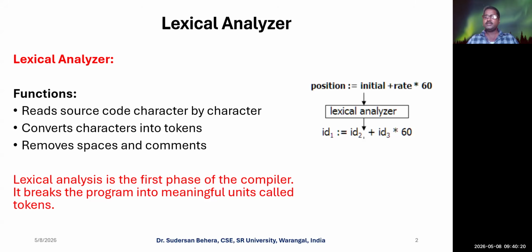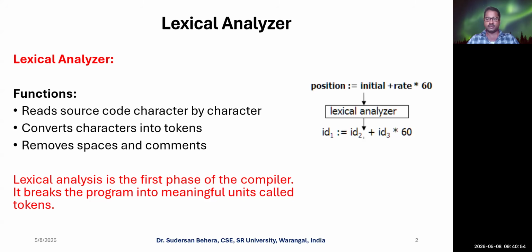The next word is initial. Again, is initial predefined to the compiler? No. It is one user-defined variable. It is an identifier. So what is the identifier number? The identifier number is 2. This is the second identifier encountered by the lexical analyzer. So that is why the token type of the word initial is identifier 2, in short written as ID2.